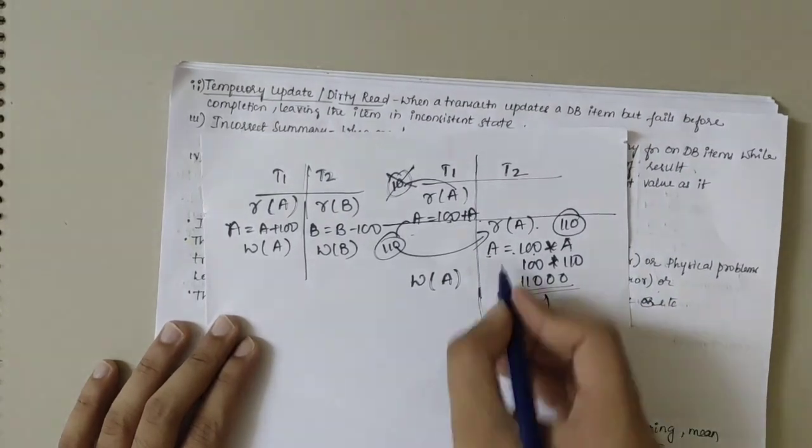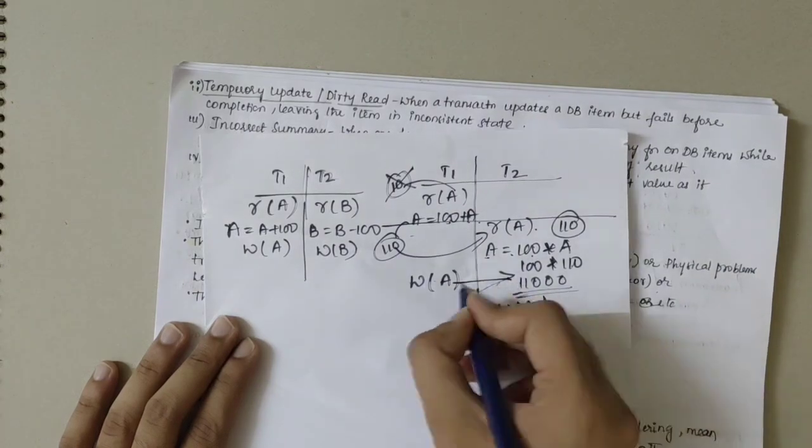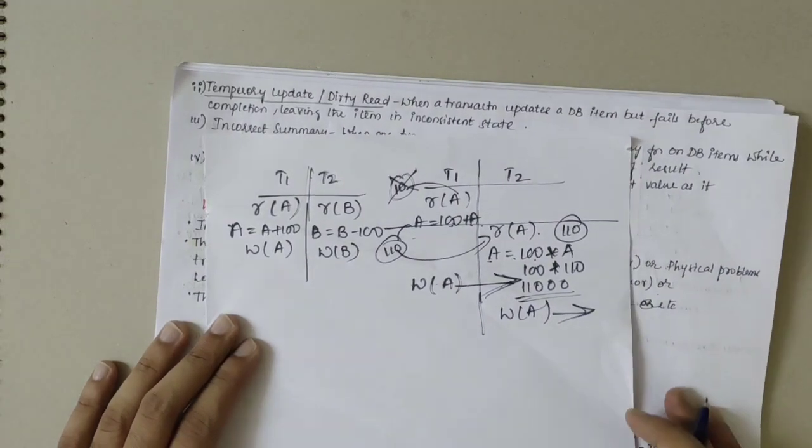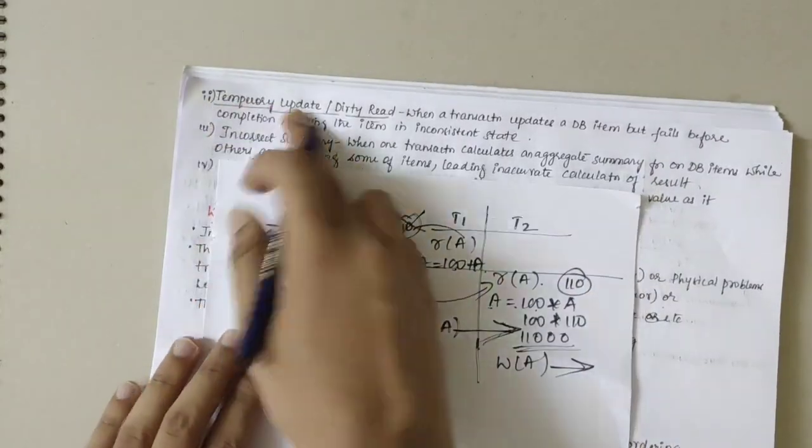So this would be the A value. Now here A is being read. So initially when A is read here, we get this value. And again when A is read, there would be a different value because the A value has changed here, right? So that's what temporary update states.